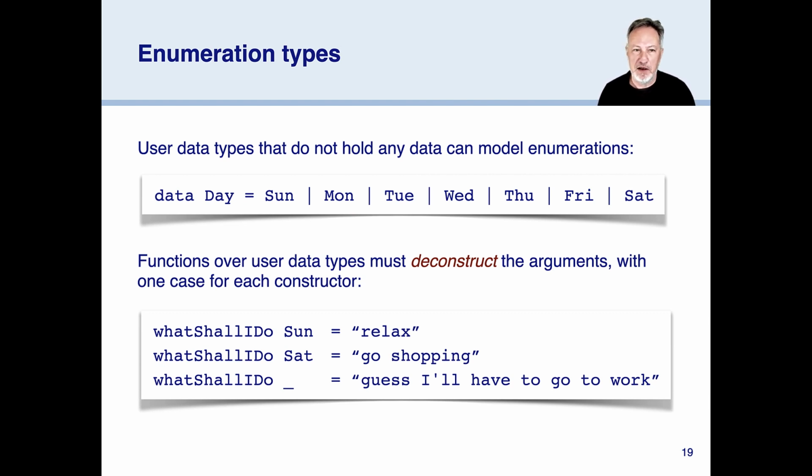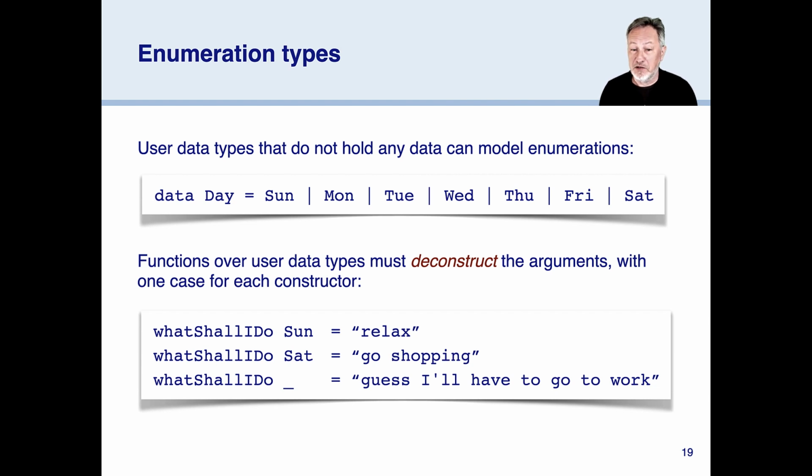So the simplest kind of data type is probably an enumeration. They don't hold any data, they're just a fixed list of values. So here we have the data type day. It has no arguments because it doesn't hold any data, and we have 7 constructors. The constructors are Sunday through Saturday, or in ISO form would be Monday through Sunday. Fine.